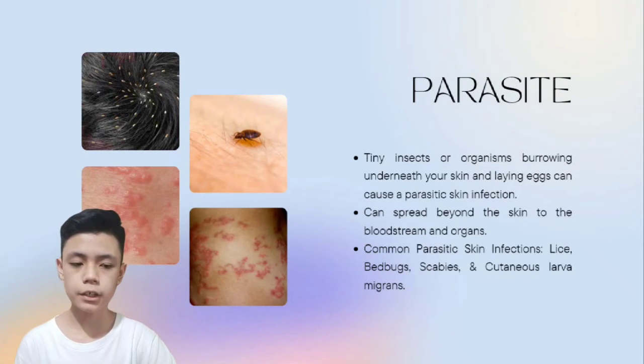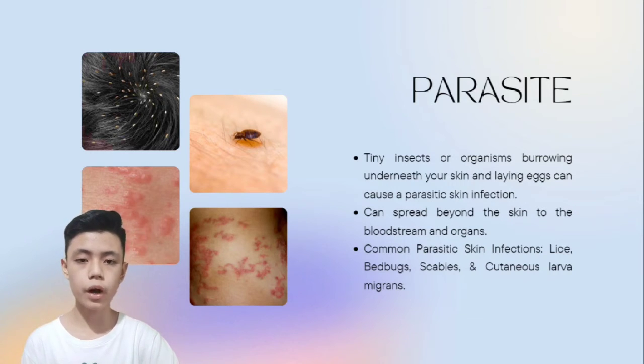And the last skin infection is the parasitic skin infections. So it occurs when tiny insects burrow underneath our skin and lay eggs. It can even spread to our bloodstreams and organs. Some common parasitic skin infections are lice, bed bugs, scabies, and cutaneous larva migrans.